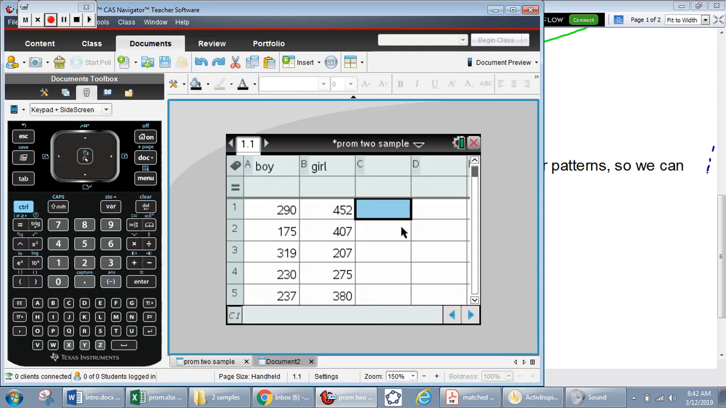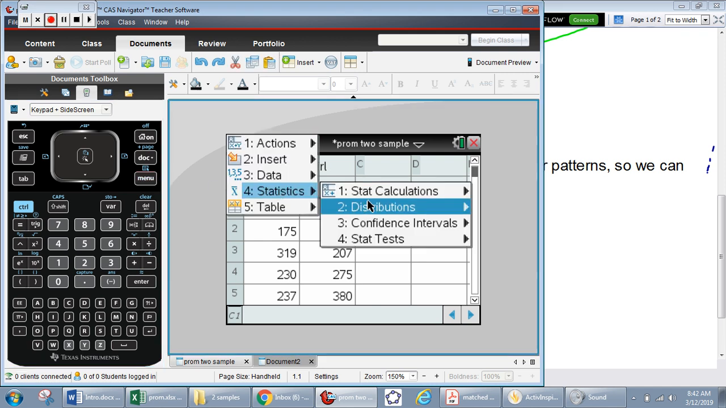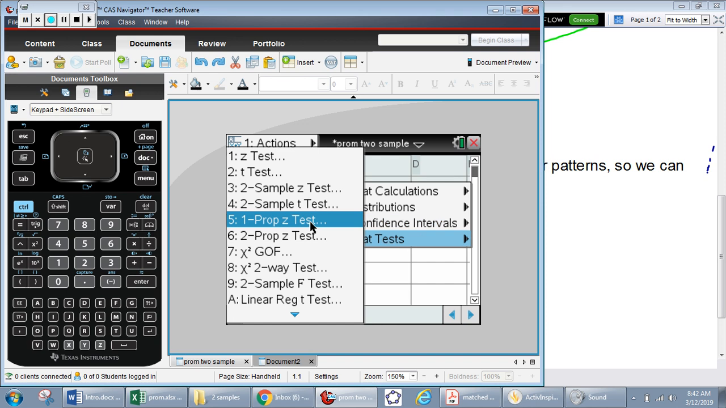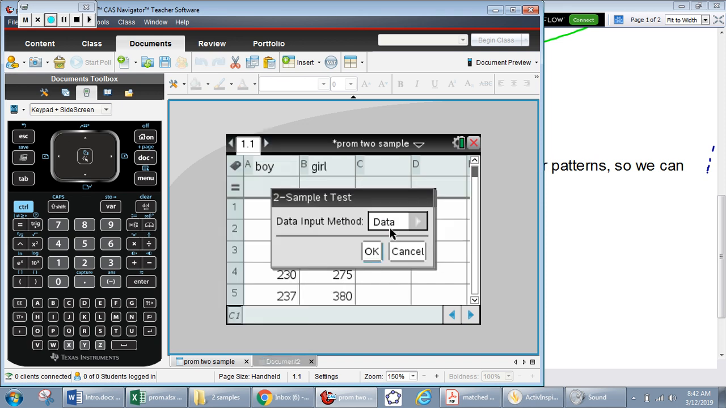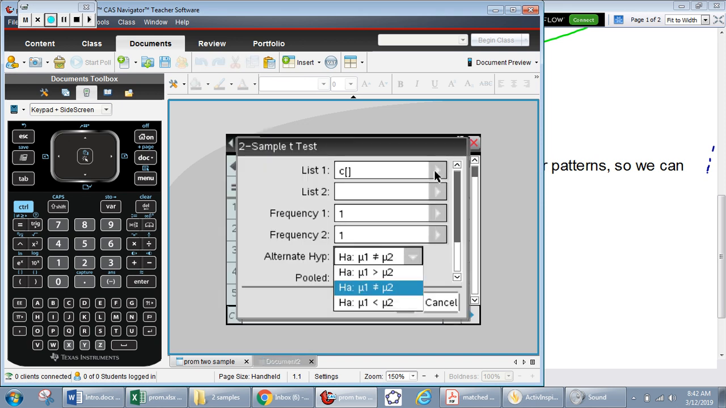So in our calculator, first blank column, first blank row, menu, stat test, 2-sample t-test. There we go. And I've got the data. All right, so list 1, I've got everything in boy and girl. Just try to keep it in the same pattern that you've been doing it. And then our alternative hypothesis is not equal to.